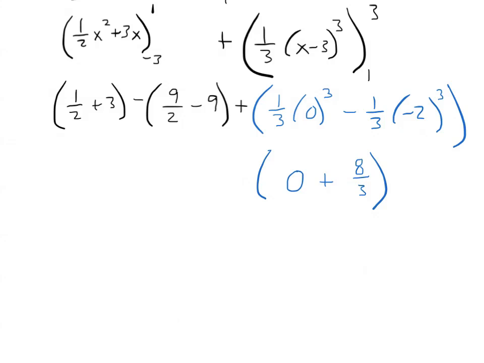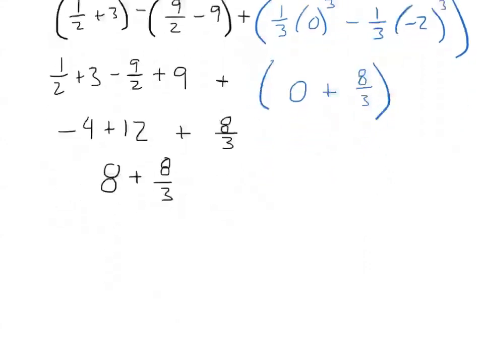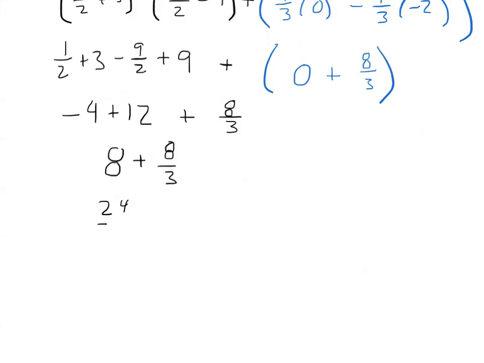And then for the other part, I've got 1/2 plus 3 minus 9/2 plus 9. We can combine the two fractional parts and get -8/2, so that's -4 plus 12 plus the 8/3 we had from over here. So this is 8 plus 8/3. Getting a common denominator, you've got 24/3 plus 8/3, and our final answer is 32/3. So that's the end of this lesson. That's the end of what I needed to say here.